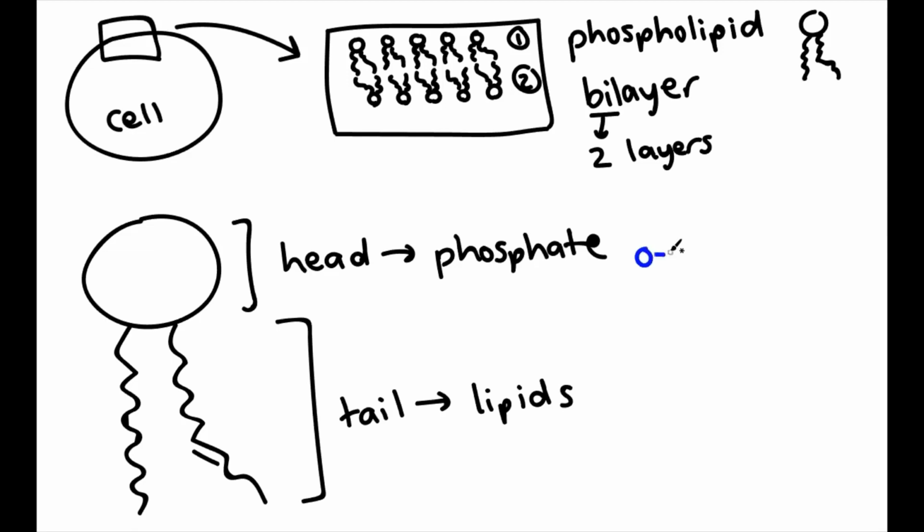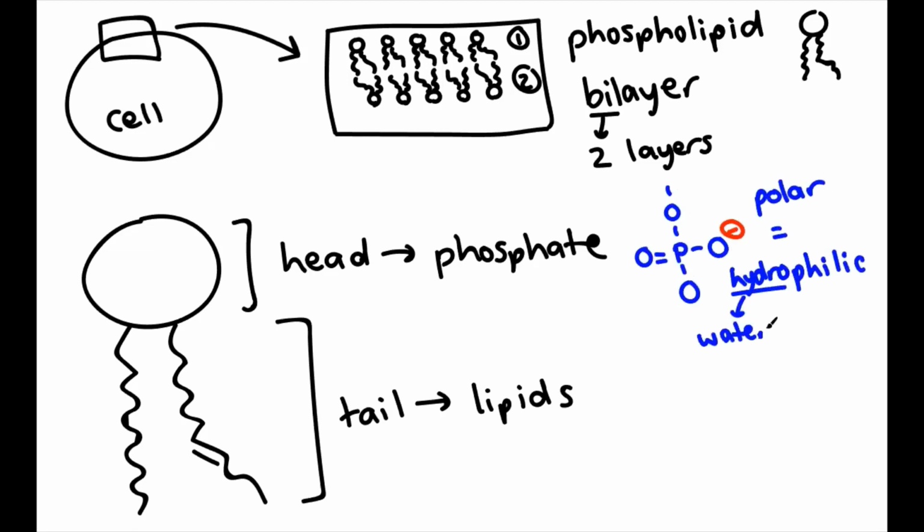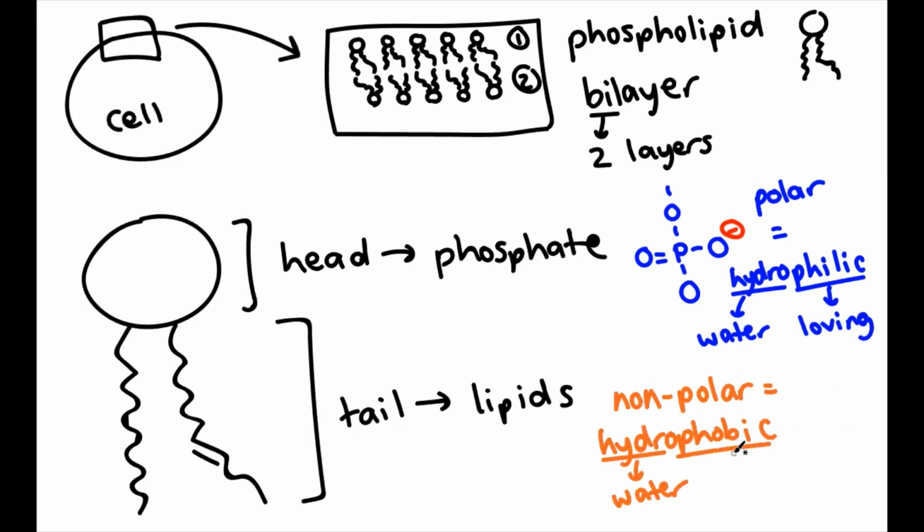Phosphate groups have a negative charge, which makes them polar. Polar molecules are hydrophilic or water-loving. Lipids are nonpolar, which makes them hydrophobic, or in other words, they fear or are repulsed by water and want to stay away from it.